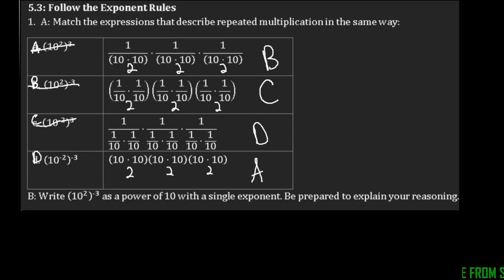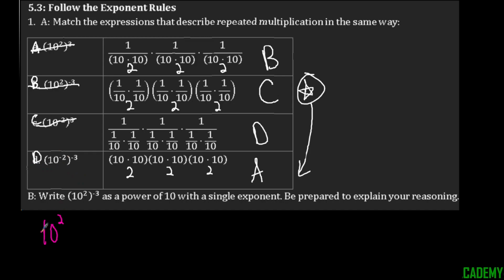Alright, then for that part B, it says to write 10 squared to the negative 3 power as a power of 10 with a single exponent. So we're talking about that second option, this one right here. So this is what we're talking about for this one. Let's change color here.